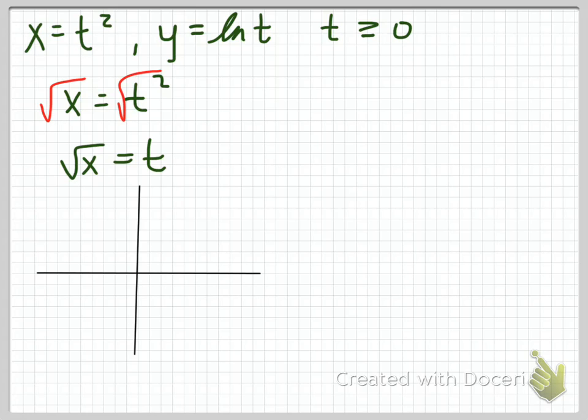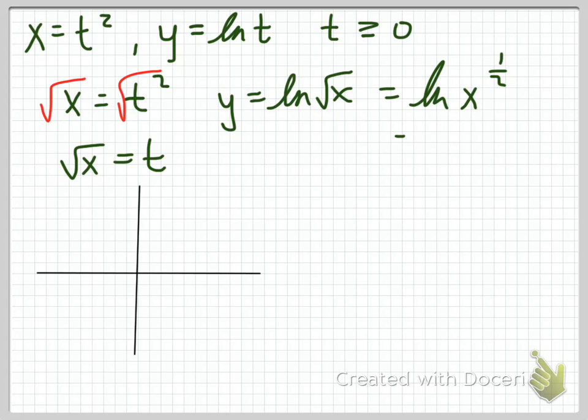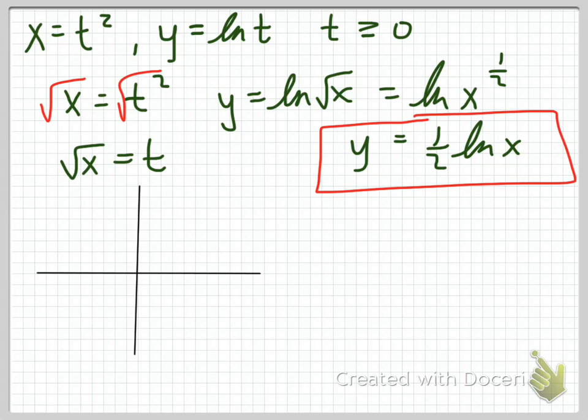And so we get y equals ln of the square root of x. That's also ln of x to the 1/2, which is 1/2 times the ln of x. So y equals 1/2 ln of x, and that's our equation in rectangular form. And again, we can just pick x's and y's, and we go from there.